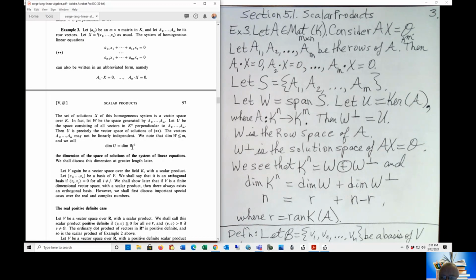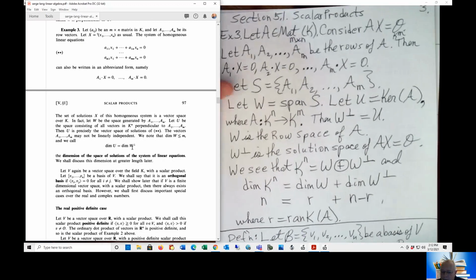So now we can go back to chapter 1 where we looked at direct sums and notice now that Kn is the direct sum of W with W perpendicular. And then looking at our dimension theorem, the dimension of Kn equals the dimension of W plus the dimension of W perpendicular. So n is equal to r plus n minus r, and the dimension of W is the rank of the matrix.